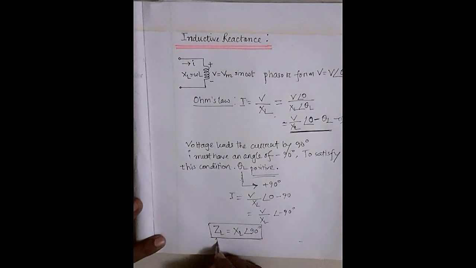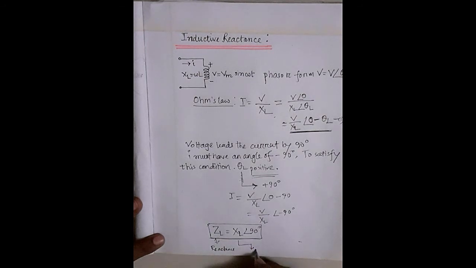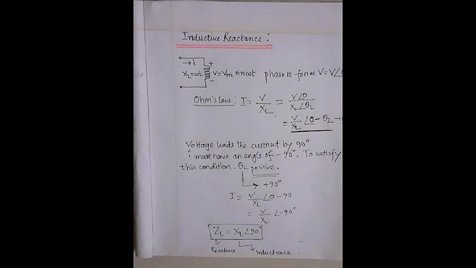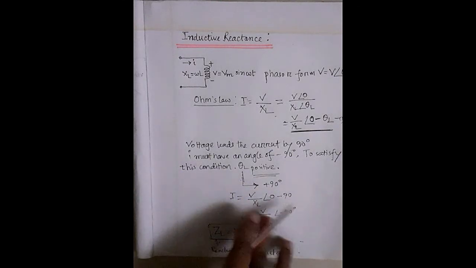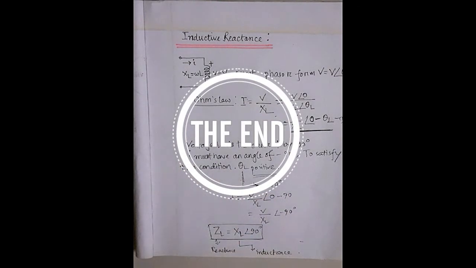This is our reactance, right? And this thing is called inductance. So this is the relationship between reactance and inductance. You need to memorize this one. In simple words, Z of L is equal to X of L with a phase angle of 90 degrees. Memorize this one. It will be helpful for solving later problems. Okay then. So this is all about inductive reactance. In the next lecture, we will be talking about capacitive reactance.